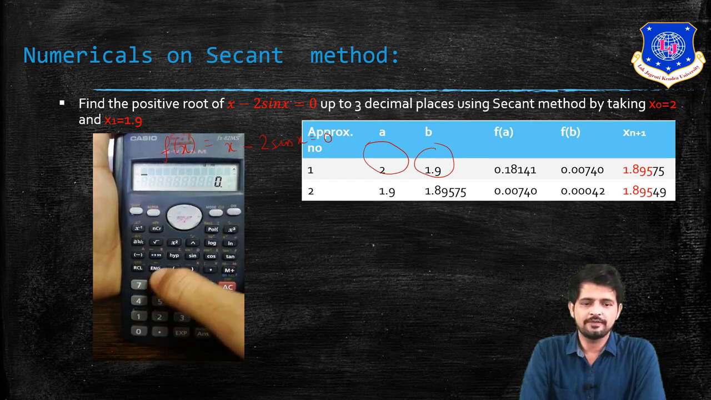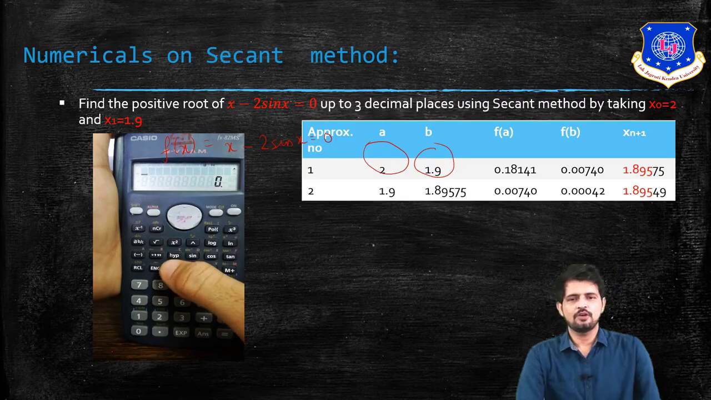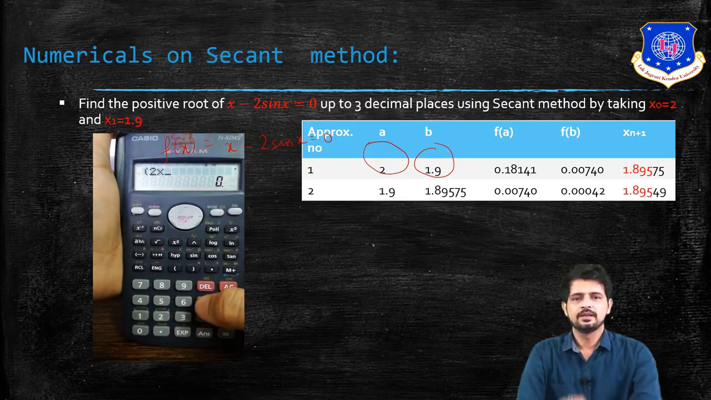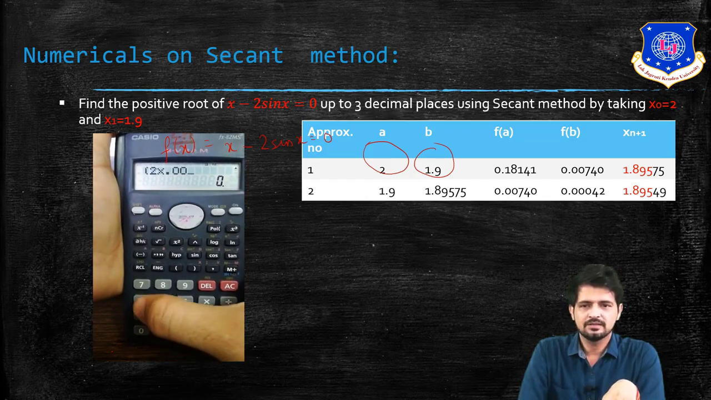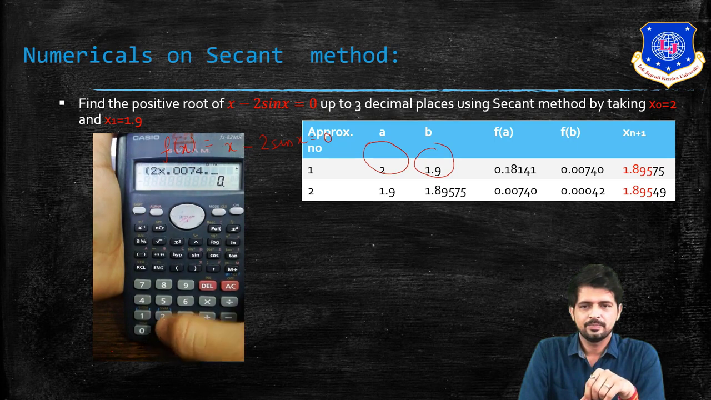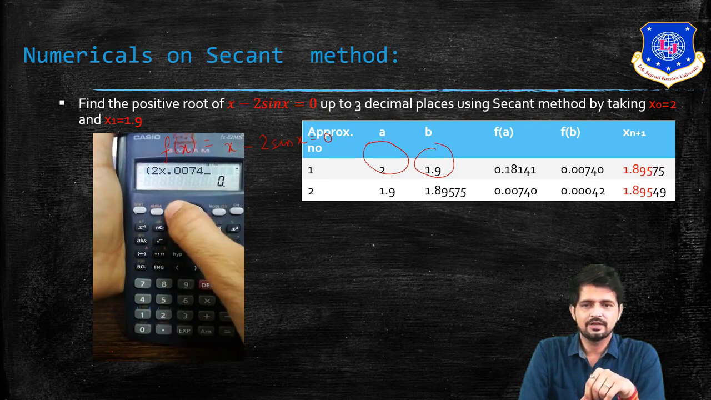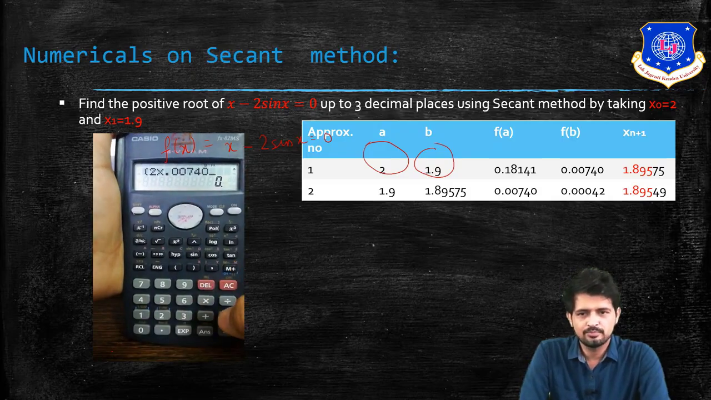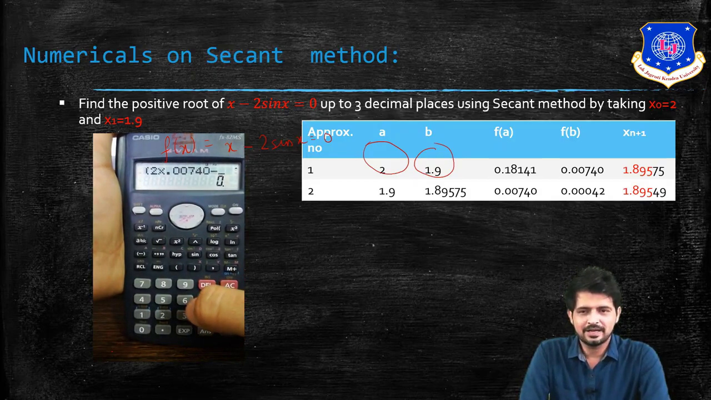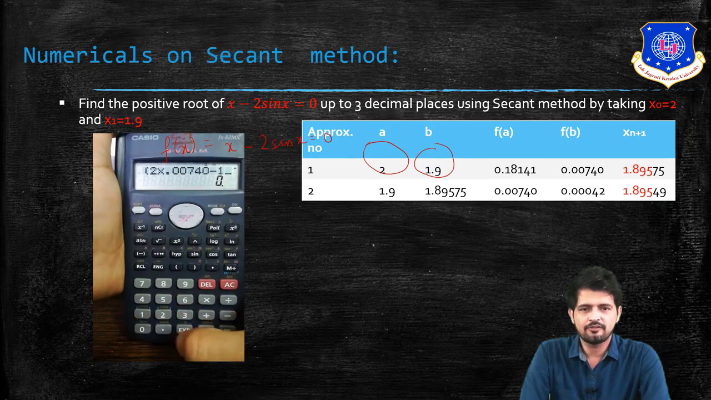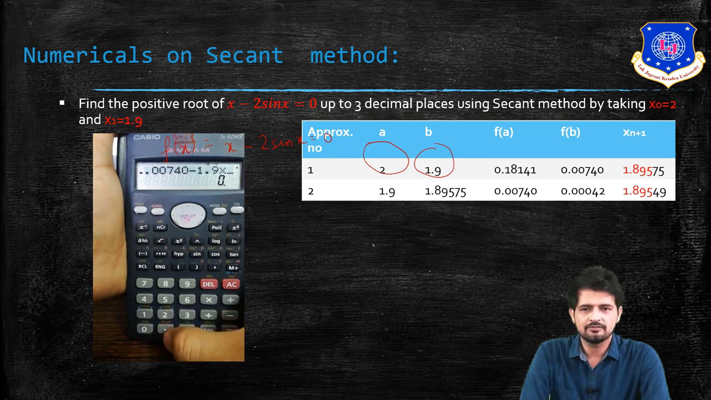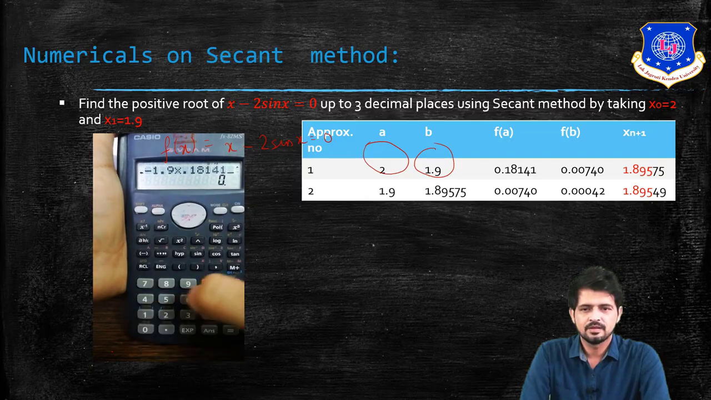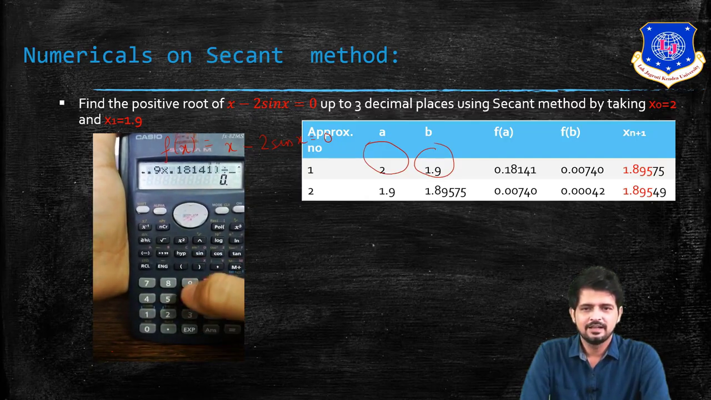What we have to do next? We have to find the value of xn plus 1. We are having the formula of xn plus 1. Xn plus 1 is equal to A into f of B. So A is our 2. Then f of B. Okay. We have written the value of f of B minus, in the same bracket you have to write minus B into f of A. B is our 1.9, so 1.9 into f of A, 0.8141, bracket complete, divided by f of B minus f of A.